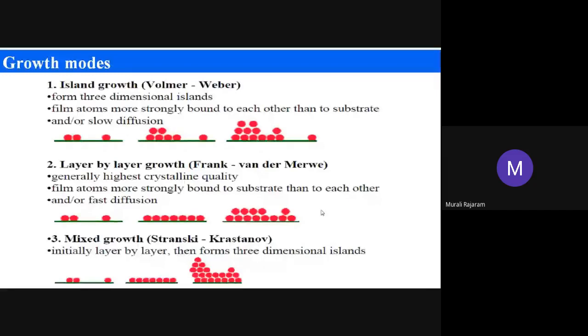Most thin films prefer this layer by layer growth. And if you want nanostructures, island kind of structures or quantum dot kind of structures, they prefer Volmer-Weber growth. A mixed growth is also possible, called Stranski-Krastanov growth, where initially it grows layer by layer and then forms islands. So these are the three types of growth methods by which atoms grow on a single crystalline substrate.